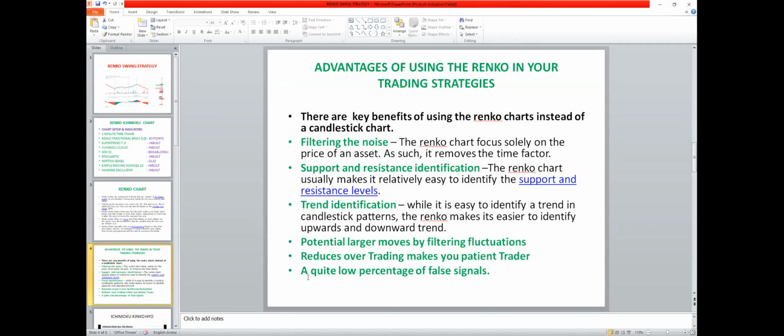And we can say that quite a low percentage of false signals only we will be getting with the Renko charts, because it will be cutting out all the noises. So we will be getting a clearer view about the trend, and it will help us to understand the false signals.